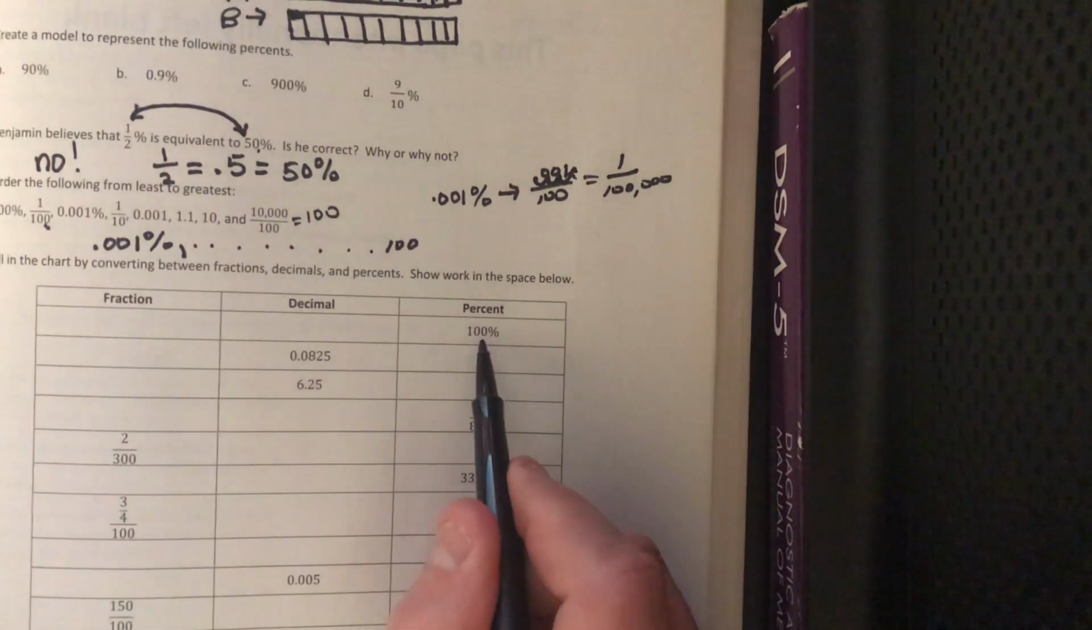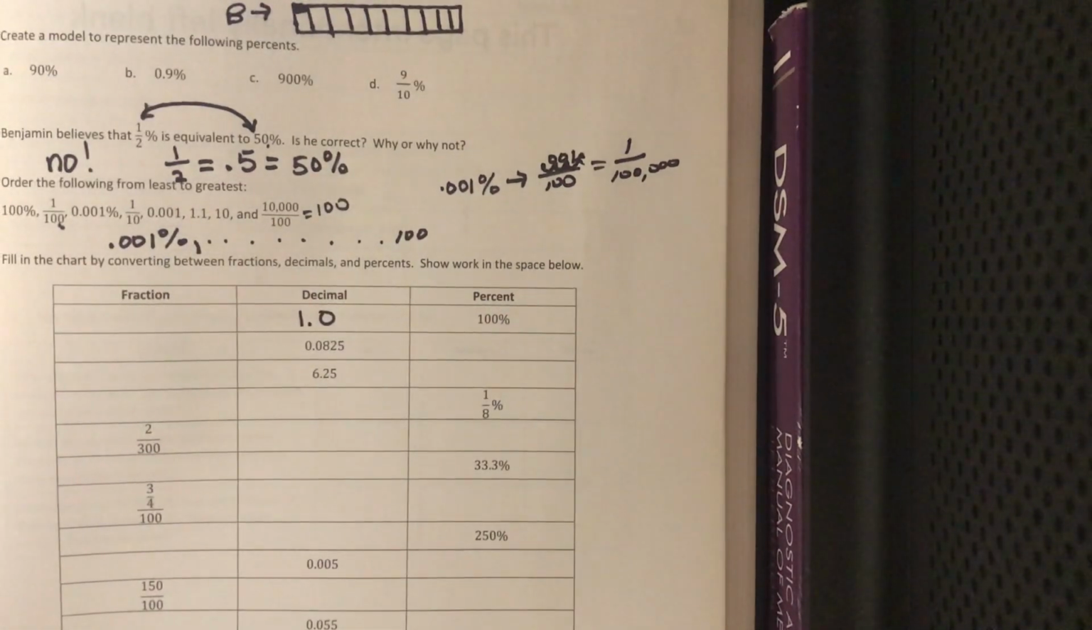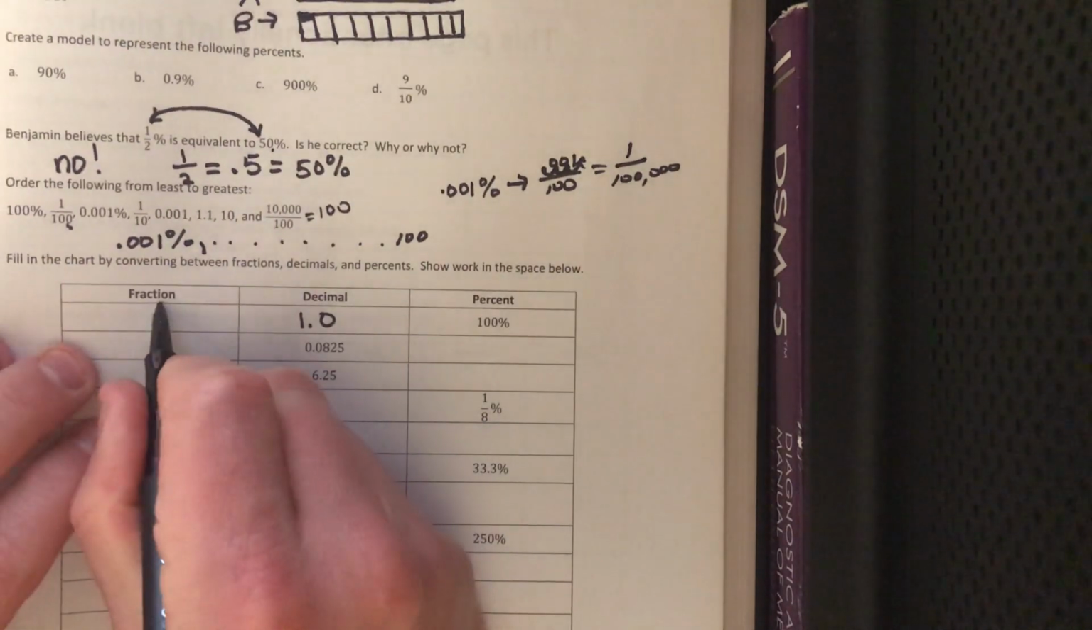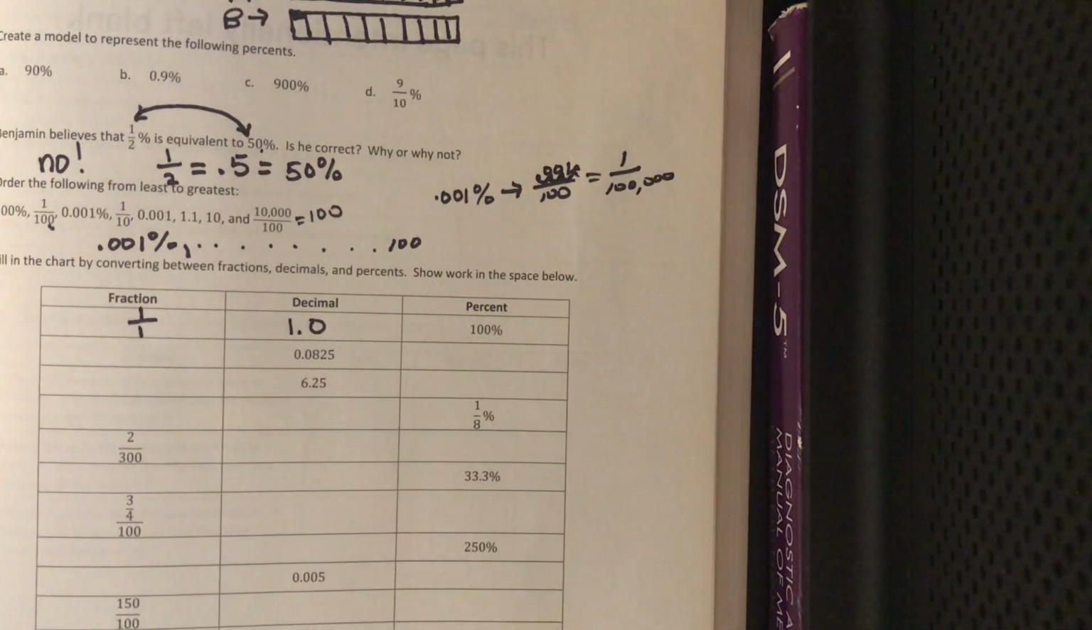So 100% as a decimal, that's just the same as the number 1 or 1.0. And as a fraction, that's just the same as 1, which we can also write as 1 over 1, just so it looks like a fraction.